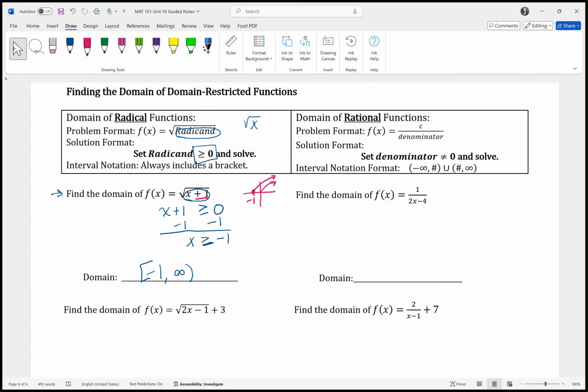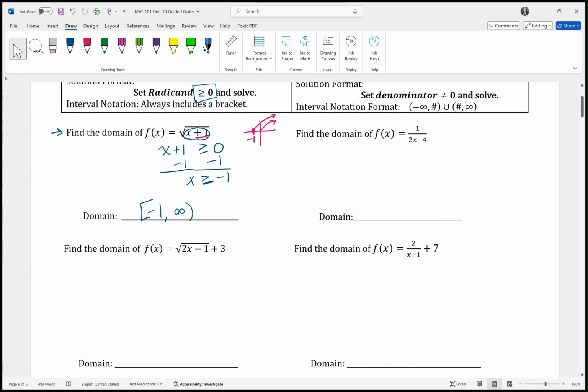Let's look at the one below this. So we are trying to find the domain of f of x equals square root of 2x minus 1 plus 3. So we've got a couple extra things going on in this one compared to the previous one. We have the radicand is 2x minus 1, so that's everything underneath. But let's figure out what we're going to do with this plus 3. What does the plus 3 do when we're thinking about transformations? And this plus 3 is outside our parent function of square root of x in this case. And if it's outside and it's positive, it's moving it up.